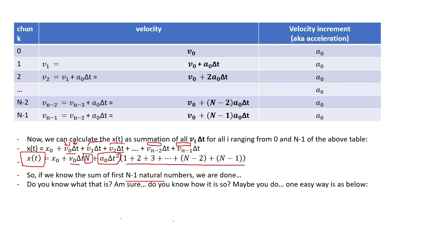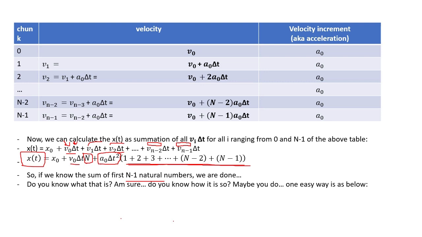Now, do you know what this is? 1 plus 2 plus 3 dot dot dot till n minus 1. I'm sure you do, but do you also know how to derive it? Maybe you do, because this one can be done in a very easy way.